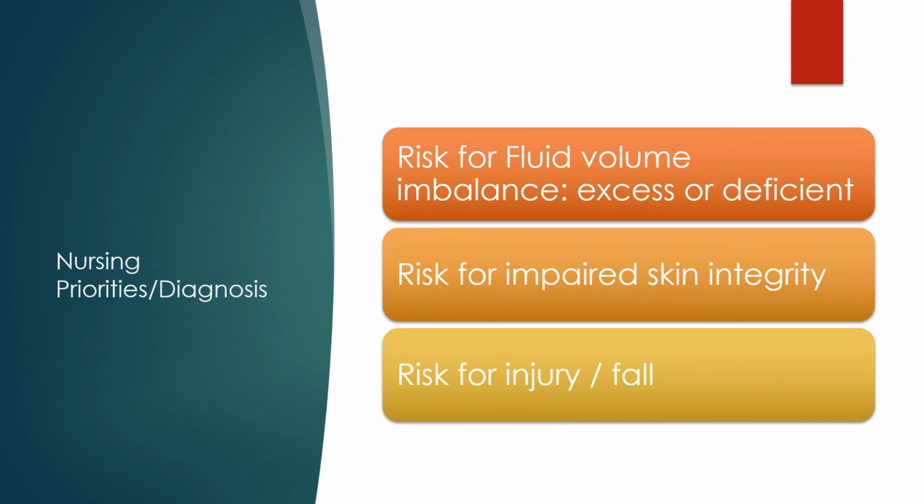Nursing priorities or analysis. Remember, this is part of our nursing process. So we have a risk for fluid volume imbalance, either excess or deficient. So we're noting any fluid overload if we have excess. Risk for impaired skin integrity. There's always a risk every time we place an IV that there's going to be some skin integrity issues. And then risk for injury or fall. Remember, our patient now has a tubing and a pole attached to them everywhere they go. So that risk of fall and injury just became a little bit higher.